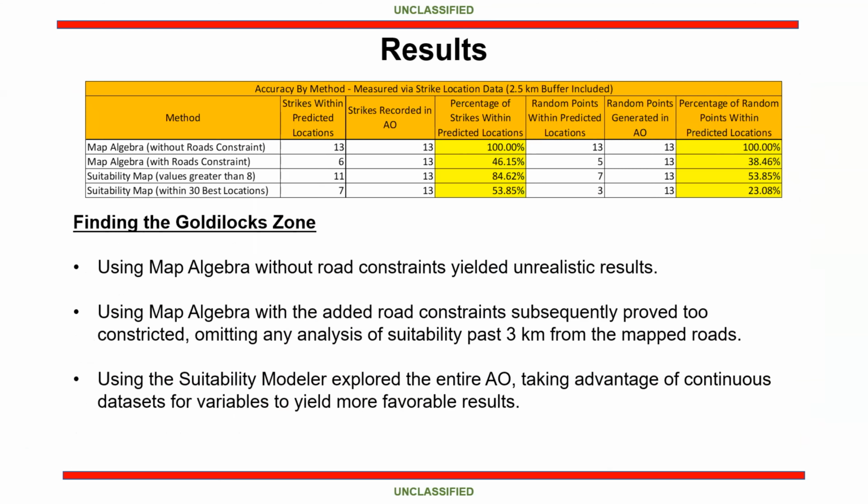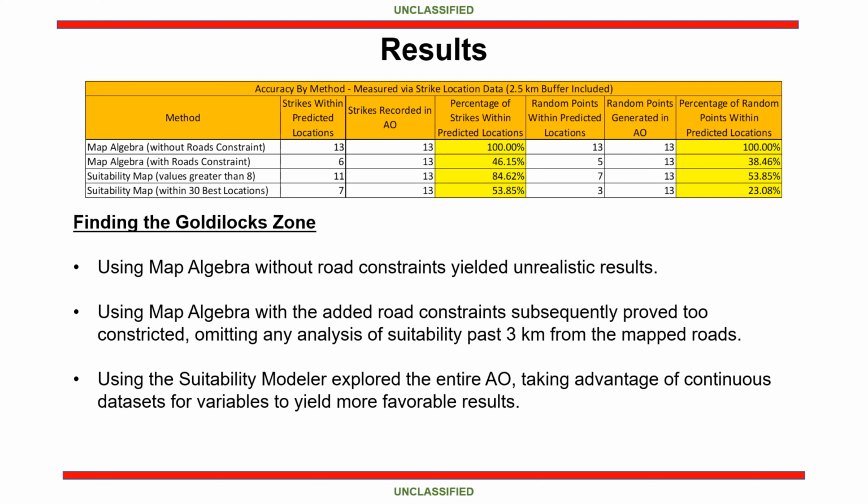So all of this was then condensed down into a table here to compare the results between the strike locations and the random points. And as you can see, the map algebra didn't really have significant differences with those two techniques that I tried, but the suitability map and the locations had about a 30% improvement between the strike locations and the random points. So it's a fairly significant bump in the results there.